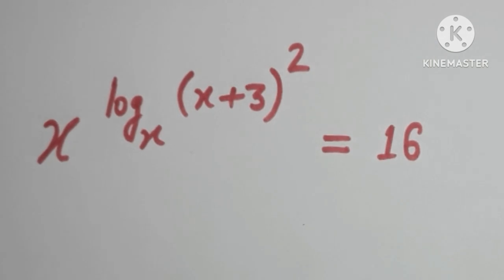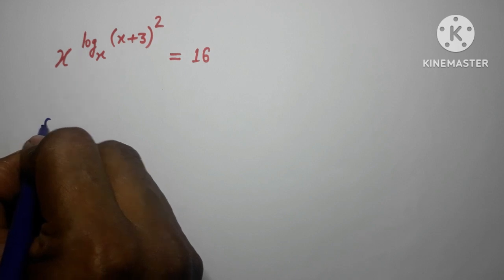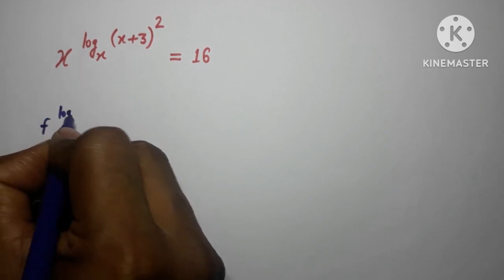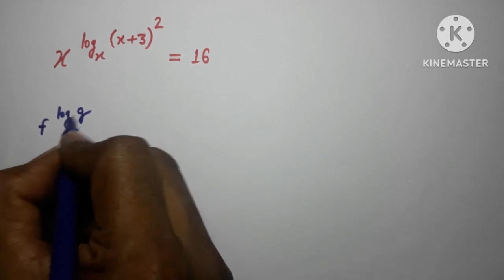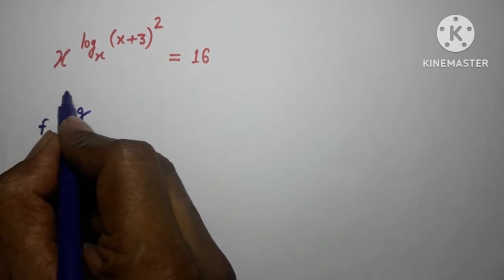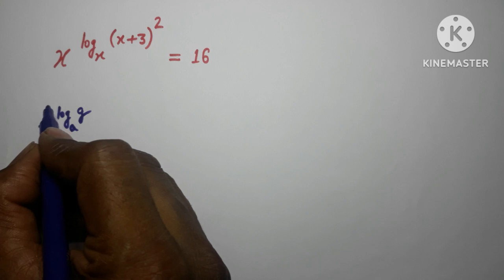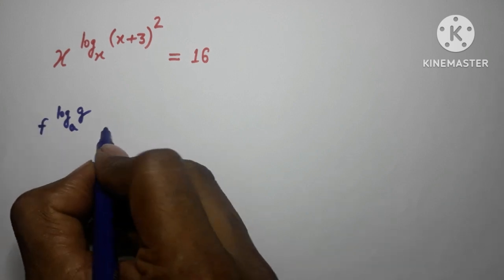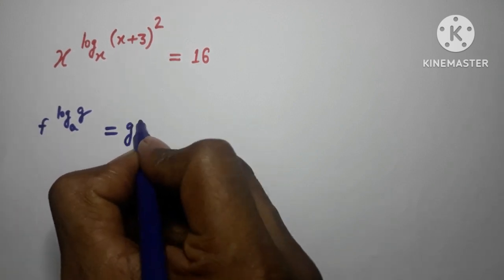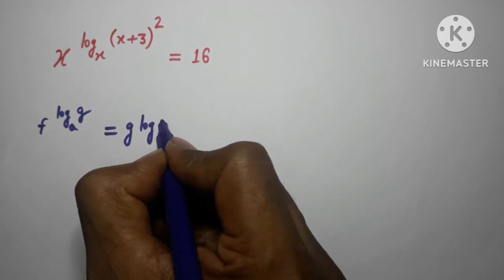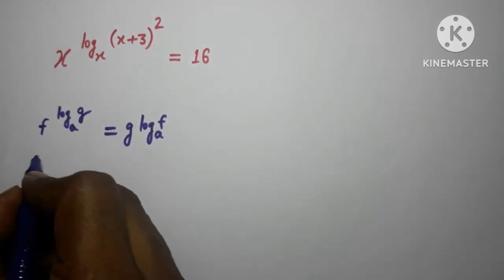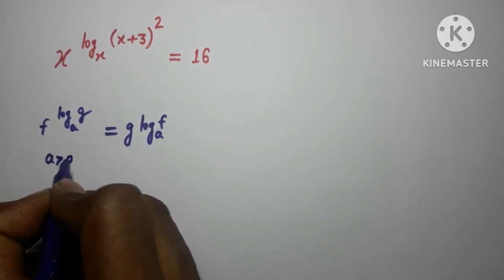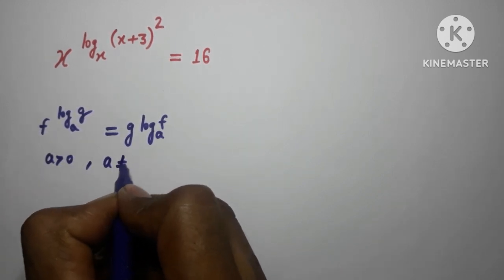Suppose there is a function and there is a power over here, suppose f to the power log base a of g. This can be written with f and g swapped, as g to the power log base a of f. This will happen when a is greater than 0 and a is not equal to 1.